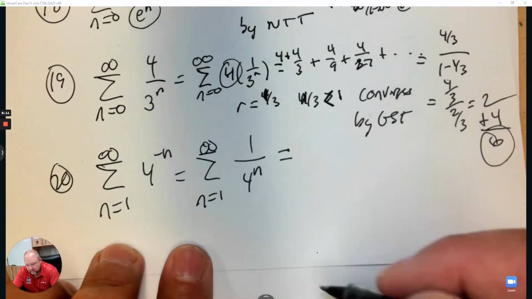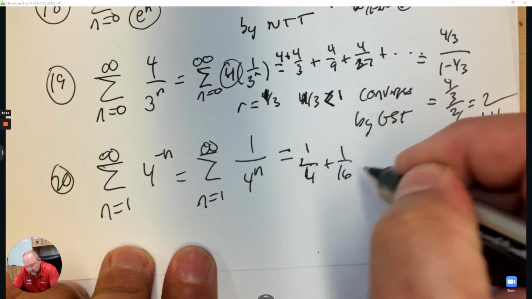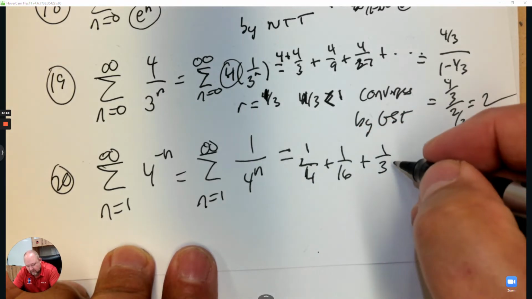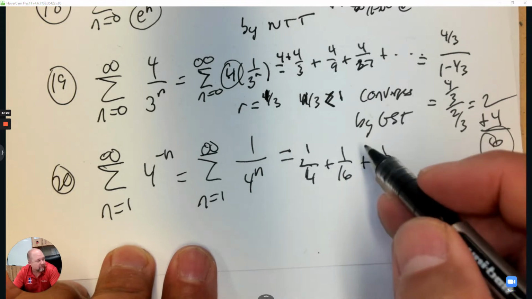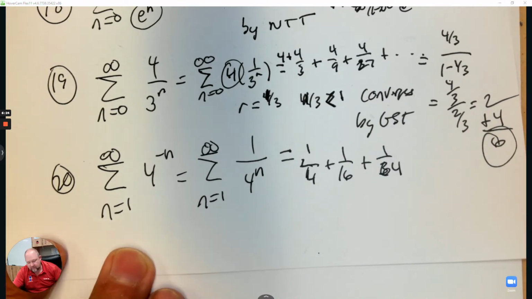1. How about this one? If I go 1 over 4, the next one is 1 over 16, and then 1 over 64. I'm multiplying by 1 over 4 every time. And 1 over 4 is less than 1, so it converges.